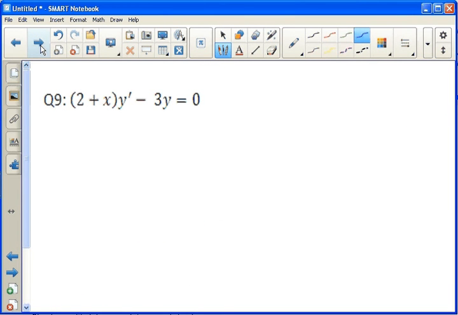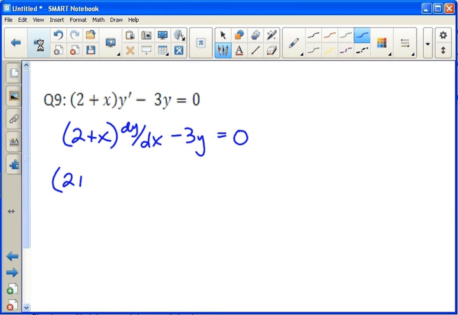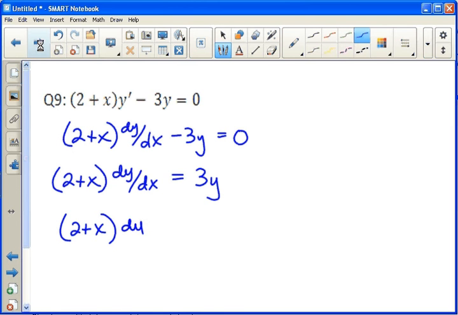Okay, here's another one. This one's a little trickier, because the first thing we actually need to do after we put it in Leibniz notation is to add the 3y over to the other side. Then multiply both sides by dx. You never want dy or dx to stay in the denominator. Will not work.